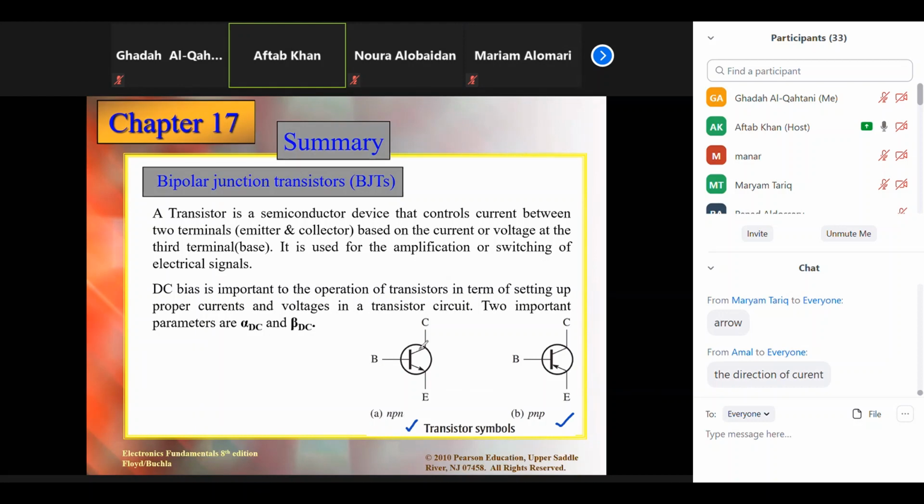Now this is the definition of a transistor. It is a semiconductor device that controls current between two terminals, the emitter and collector, based on the current or voltage at the third terminal, which is the base. Here we apply voltage or current, and based on that we can control the current between these two terminals. It is used for amplification, and for switching electrical signals. It can switch on and off electrical signals. It can behave like an electronic switch: just by giving proper voltage, it will turn some devices on and off.